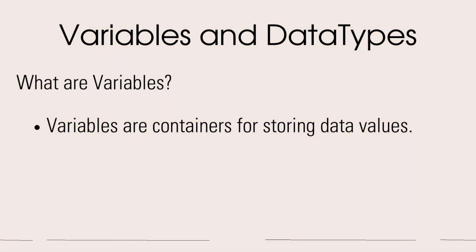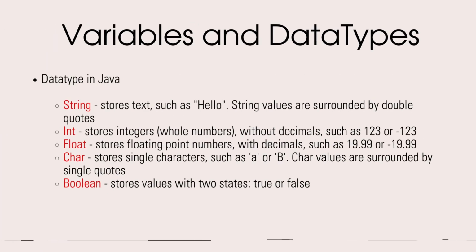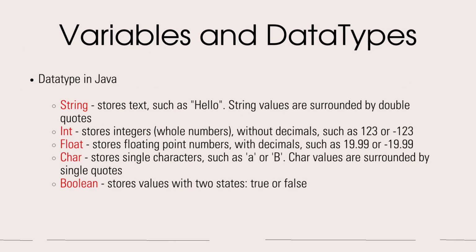All right, so what is a variable? From the word vary, something that changes, right? But in programming, it's a container where we store data, but the data in the container can change. And we have different data types that Java supports.